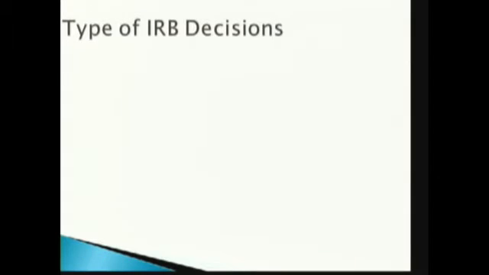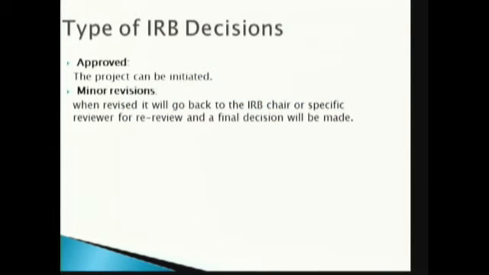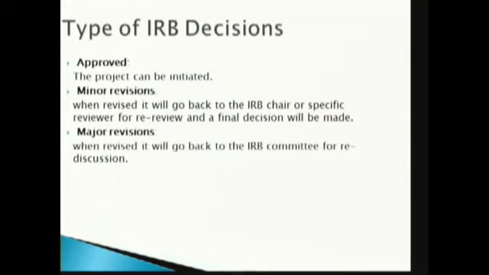These are the types of IRB decisions. Approved: the project can start once you get your approval email. It's a letter, you'll get it through email. For minor revisions, you revise your application with the comments and suggestions of the reviewers and committee members, and it is re-reviewed by the IRB chair or by a specific reviewer, and then the decision is made. So it doesn't go to the next full IRB meeting. Major revisions go to a full IRB meeting and are rediscussed.